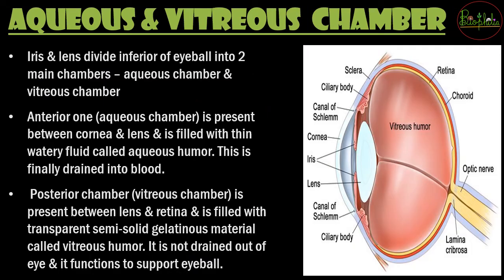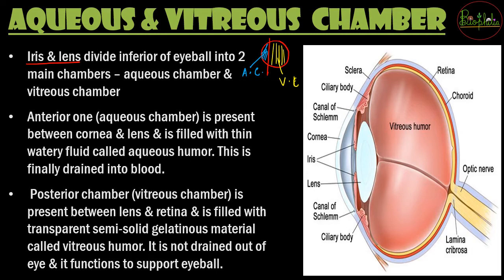The next part is the vitreous and the aqueous chamber. The lens and iris are the structures which are going to divide the eyeball into two major chambers. So there is one eyeball, and here the iris and lens have divided it. The anterior part is called the aqueous chamber, whereas the posterior part is going to be called the vitreous chamber, having a fluid.